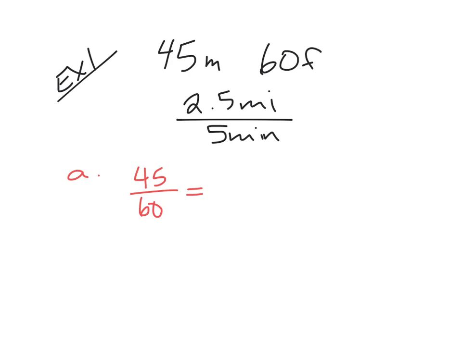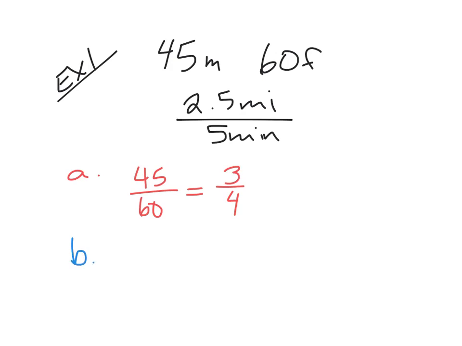So divide both of these by 5. What do you get? Well, no, divide both by 15. So you get 3 over 4. Very good. So the ratio of males to females is 3/4. Just like that.